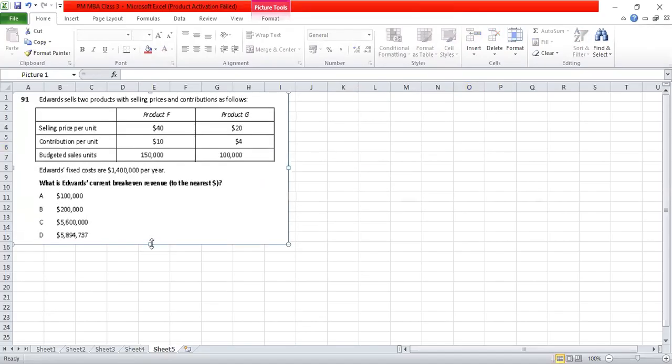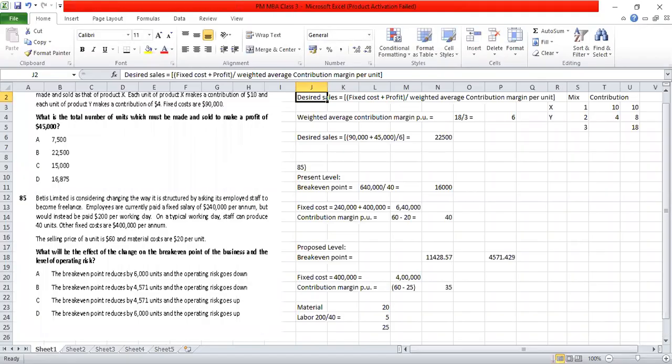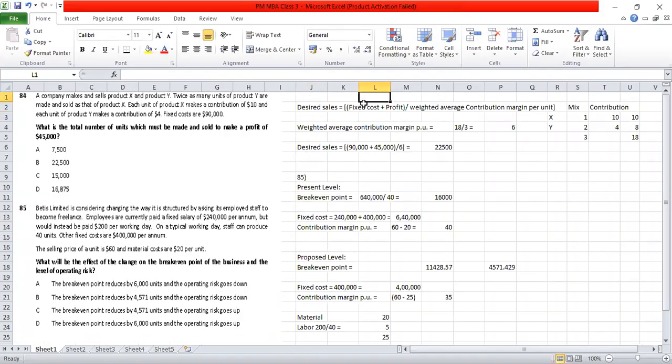There are two products, product F and product G. The contribution per unit is given, and sales units are given as 150 and 100,000. The first question we did was about the weighted average. The 84th question is also about the weighted average. The same logic we have to apply because there are two products.